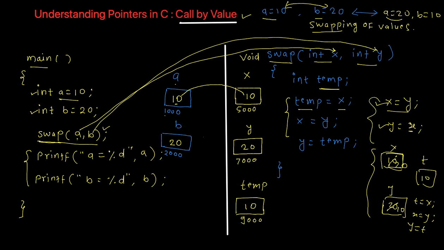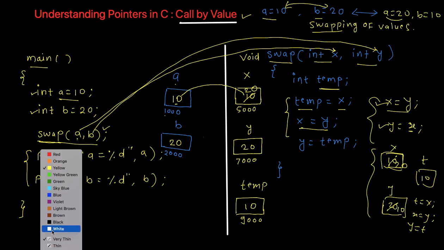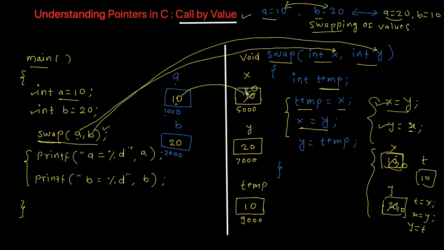Same logic used here, right? We should not use the logic which students make, a common mistake students make. So temp is equal to x. So 10 here, x is equal to y. So y is holding 20, so 20 will be copied in x. Let me use another color. So 20, right? And then y is equal to temp. What is temp? Temp is 10. So 10. So values of x and y are now exchanged. X is holding 20, y is holding 10.